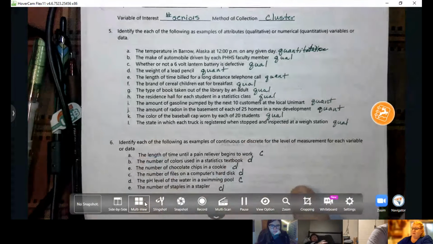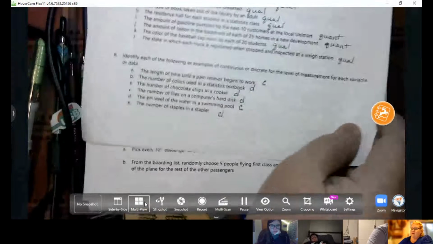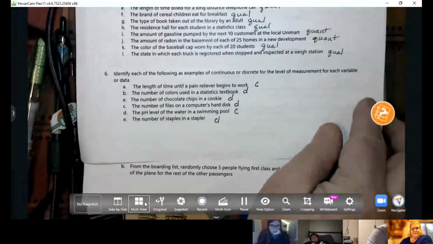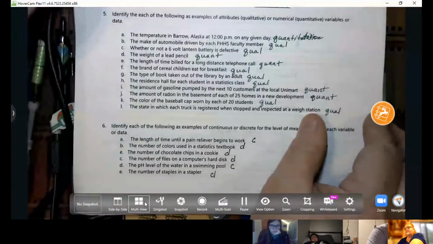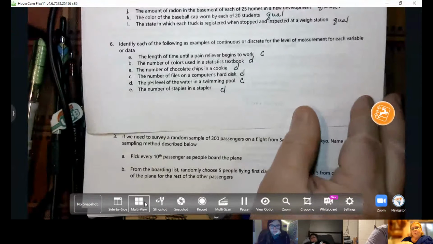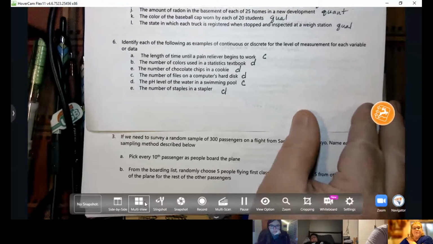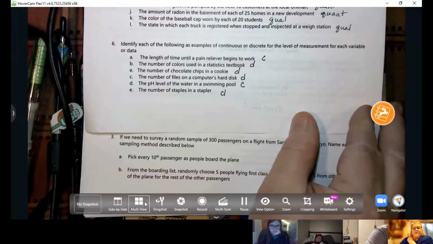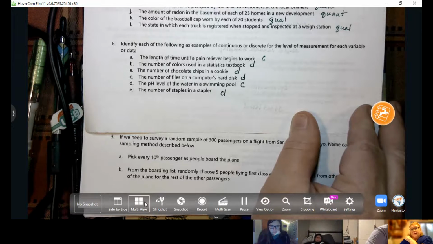The last part is getting a little more in depth, looking at the quantitative measurements and deciding whether they are continuous or discrete. Remember, continuous means you're measuring it. Discrete means it's countable. So the length of time until a pain reliever begins to work is continuous because you're measuring time. The number of colors used in a textbook is countable, so that's discrete. The number of chocolate chips in a cookie is countable, so that's discrete.